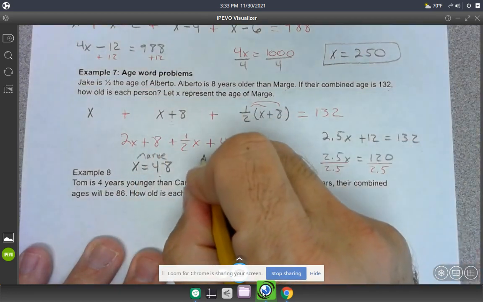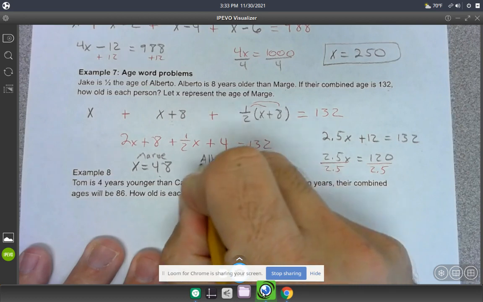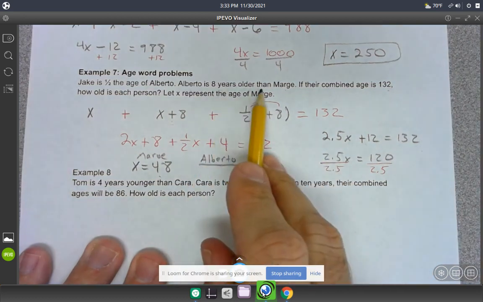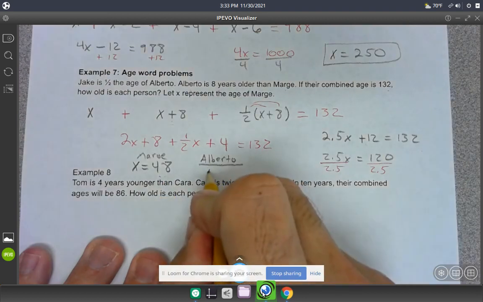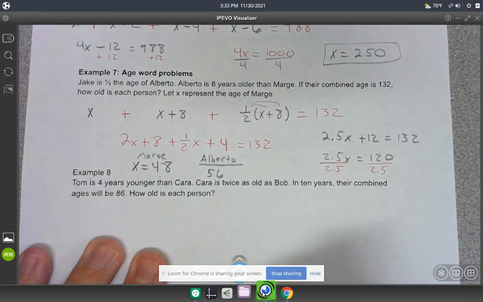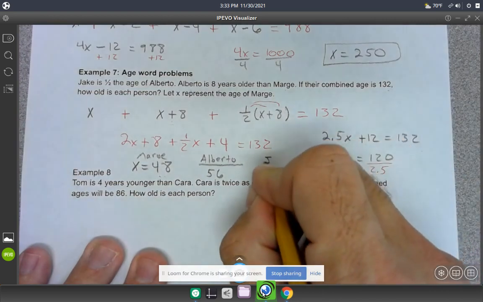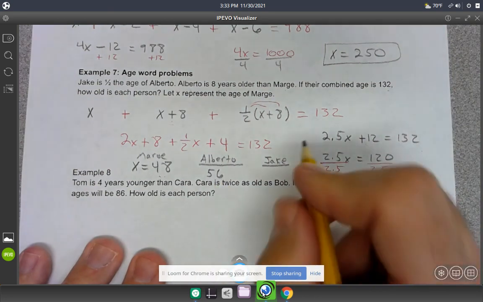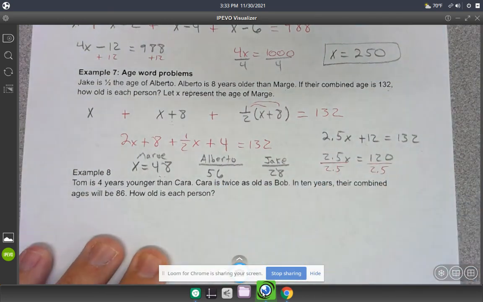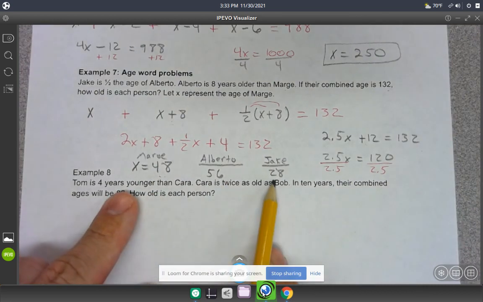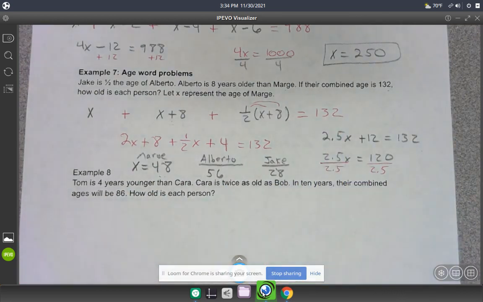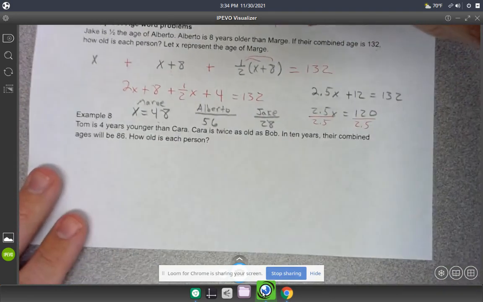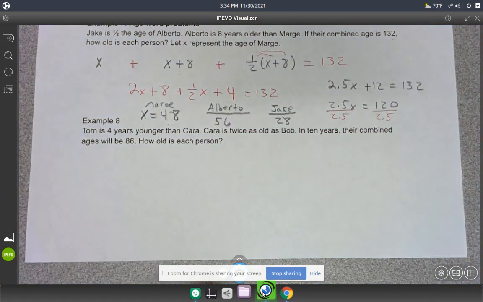All right, so if this is Marge's age, then Alberto, since he is 8 years older, that's going to be 56. And then who's the other guy? Jake. The problem said that Jake was half the age of Alberto, which is going to make that 28. All right, and if you check it out, these three ages will add together to give you 132. That was the whole idea. All right. Similar question, number 8. Pause it, give it a try, see how you do.